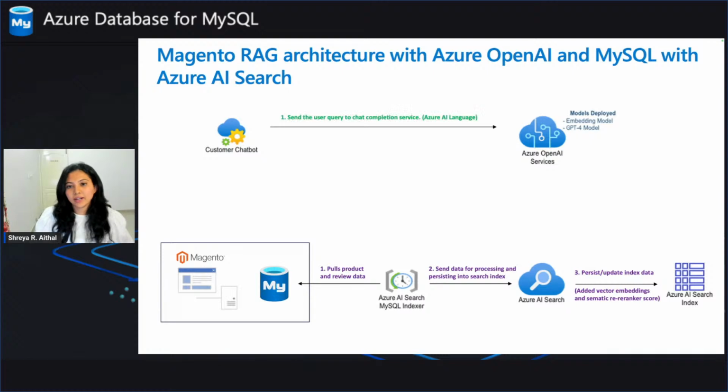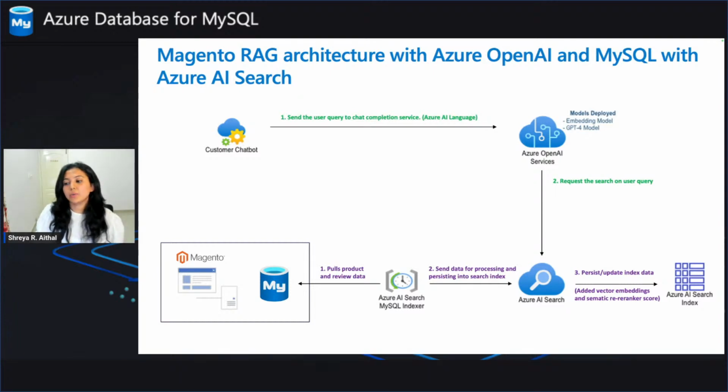Now, on the other hand, when the user sends a query, first we send it to a chat completion service like language services, and Azure OpenAI then sends that search or the query to Azure AI Search. Azure OpenAI sends the query to Azure AI Search.